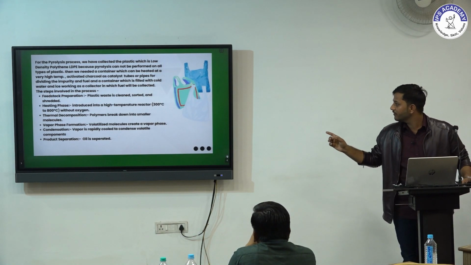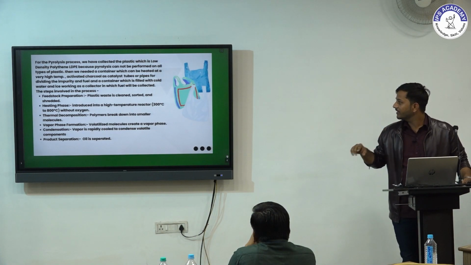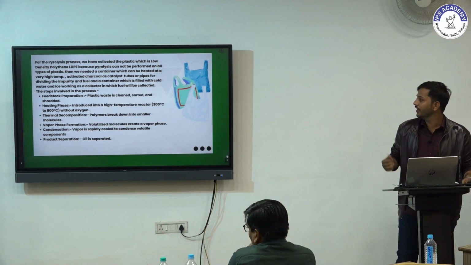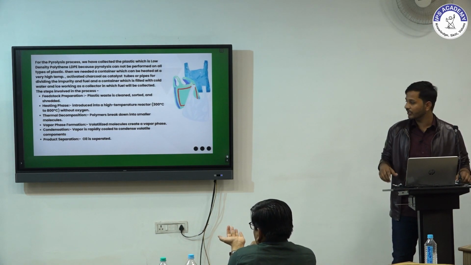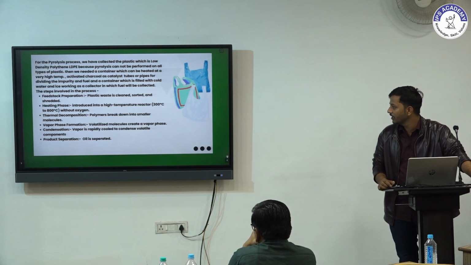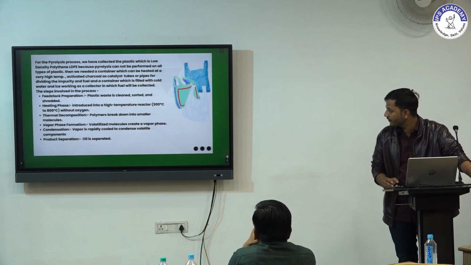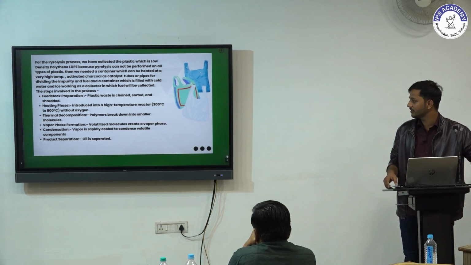So the steps involved: firstly we collect the plastic, sort it, clean it and cut it into small pieces. In the heating phase we introduced it into a high temperature reactor at about 300 degrees without oxygen, and thermal decomposition occurs where polymers break into smaller molecules. Then volatile molecules create a vapor phase and are continuously cooled to condense the volatile components, and oil is separated.